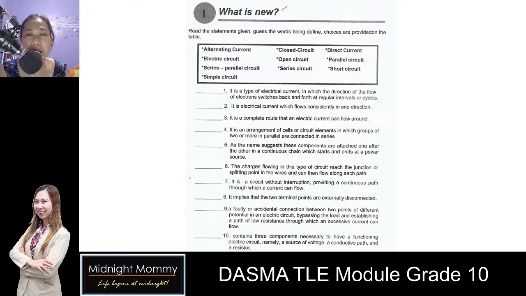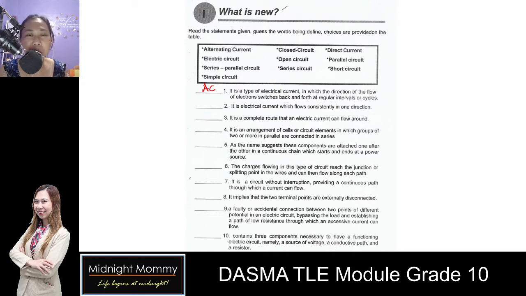It is a type of electrical current in which the direction of the flow of electrons switches back and forth at regular intervals or cycle. So, ang sagot po rito is alternating current or AC. Sulat ko na lang po AC. So, sa mga students, sulat nyo dyan sa sagot nyo alternating current.